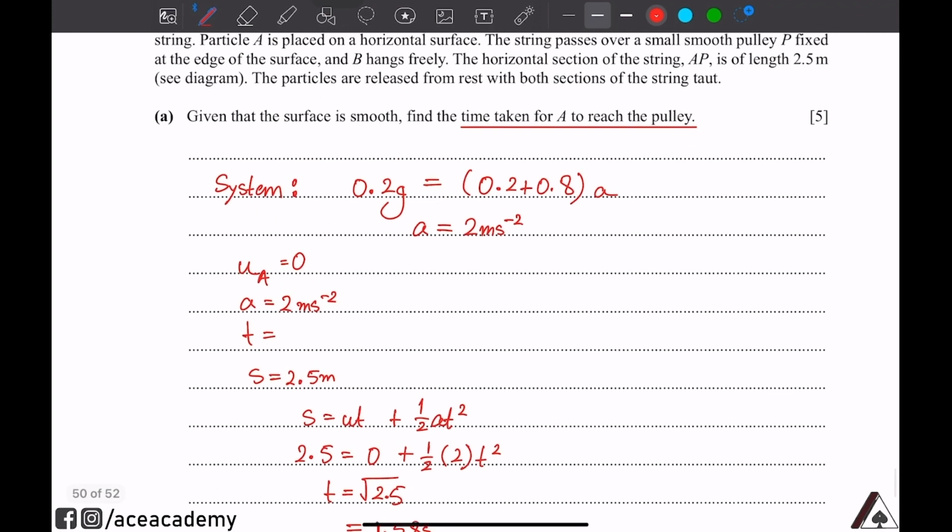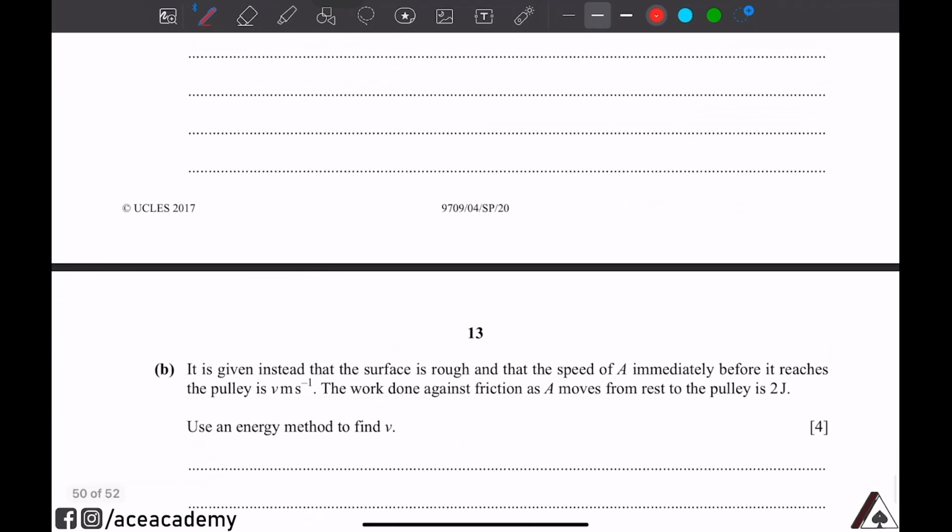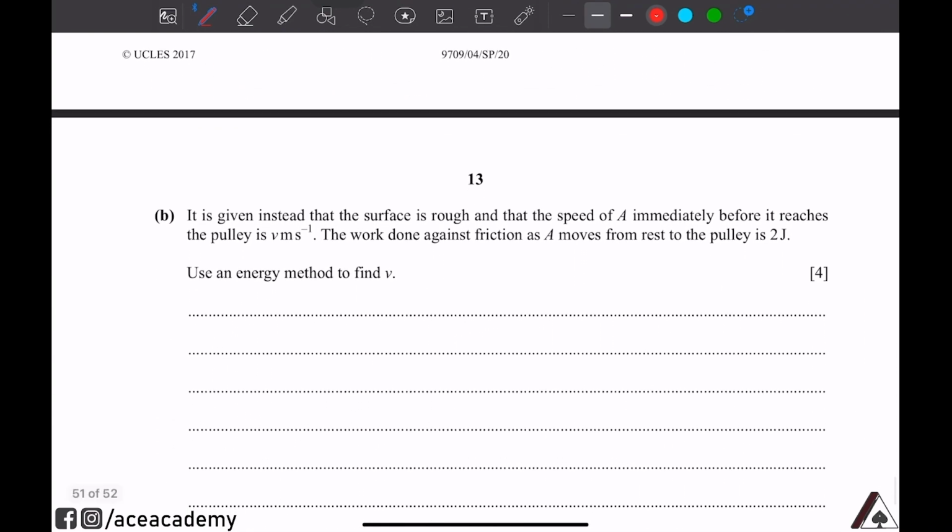Notice how we assume that there was no frictional force on A in this direction. Why is that? Well, that is because in the question they said the surface is smooth. When they tell you that the surface of anything is smooth, you always assume that there is no frictional or resistive forces acting on any masses. On to the next part of the question.